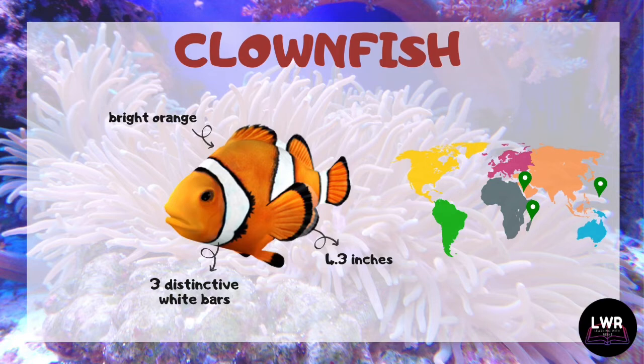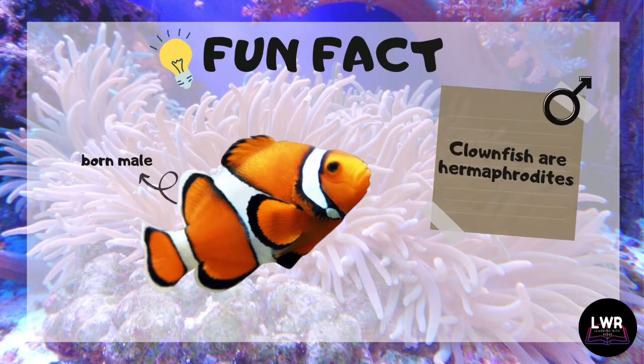The 30 known species of clownfish live in the shallow waters of the Indian Ocean, Red Sea, and Western Pacific. Did you know that clownfish are hermaphrodites? A clownfish is born male, and to become the dominant female of the group, it can switch its sex, which is irreversible. Meaning, once they change into a female clownfish, they cannot turn back.